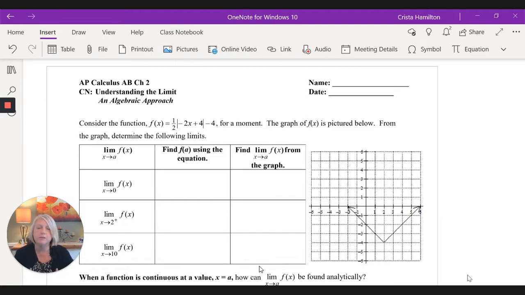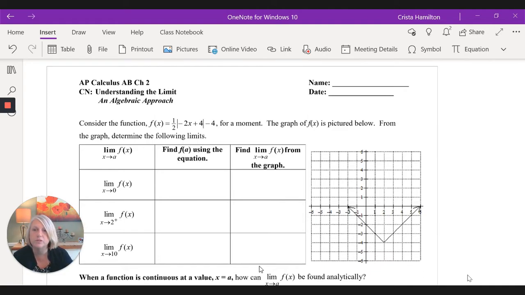So now we're going to start building our toolbox of algebraic techniques for finding limits, using things like factoring or rationalizing, some trig substitutions, and simplifying expressions, ideas that are going to help us calculate and find limits algebraically. All right, so we're going to take a look at our first example right here.